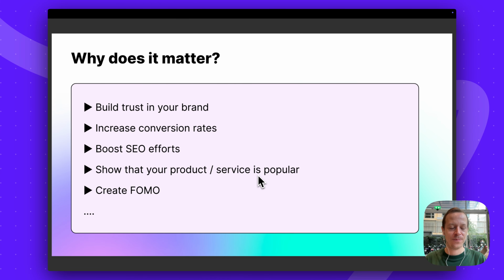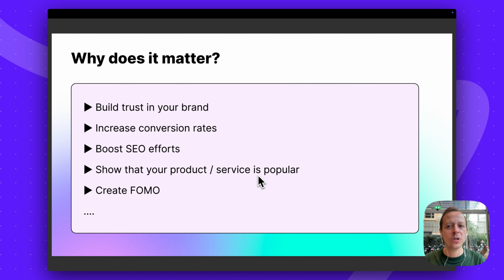So why does it matter? First of all, we want to build trust in your brand. That means if someone is coming to your website, they should be seeing you as the trustworthy organization and that they really think, hey, it's a good thing to buy from you. Second up, social proof means increasing conversion rates. In almost every A/B test that we were running, we were seeing if we added trust elements, the conversion rate was increased. So this is really a proven thing.